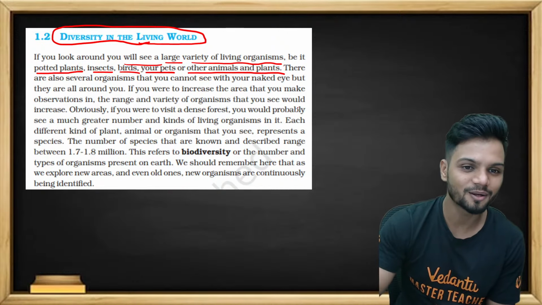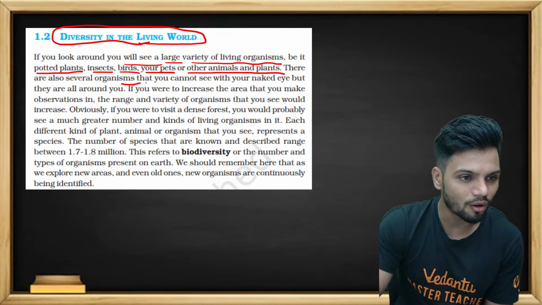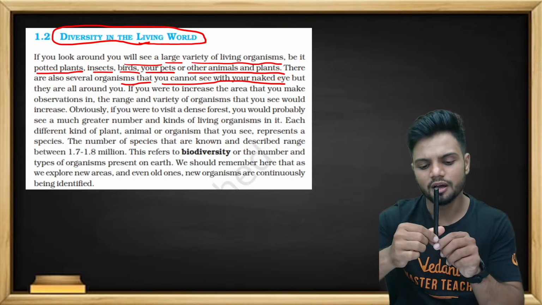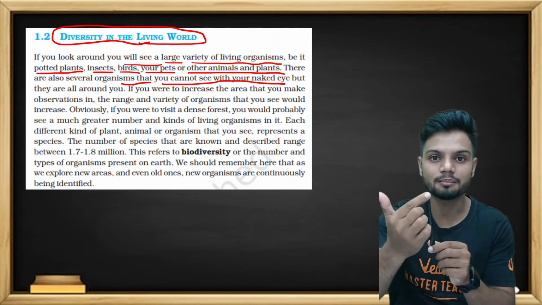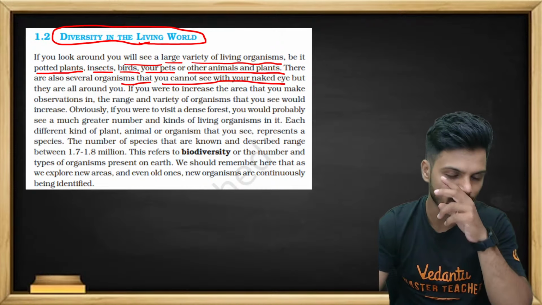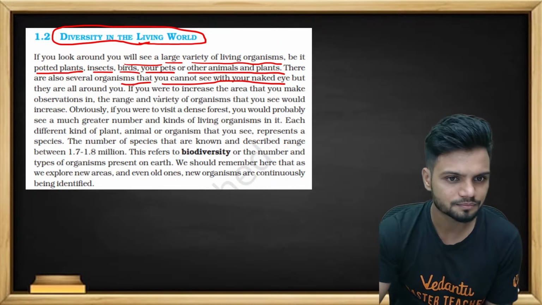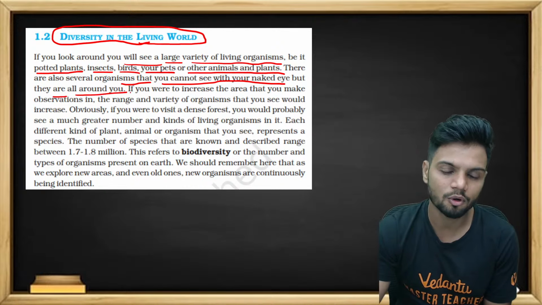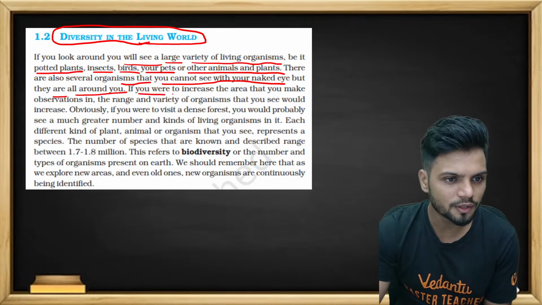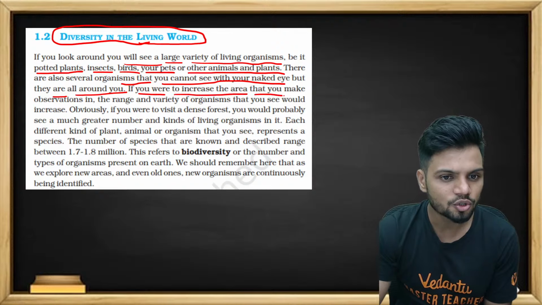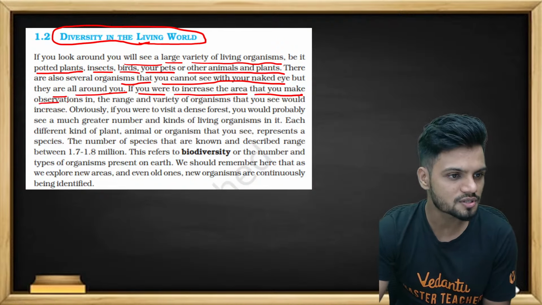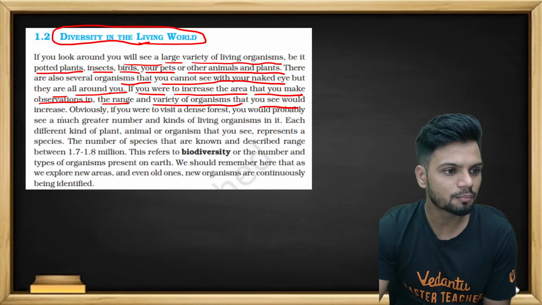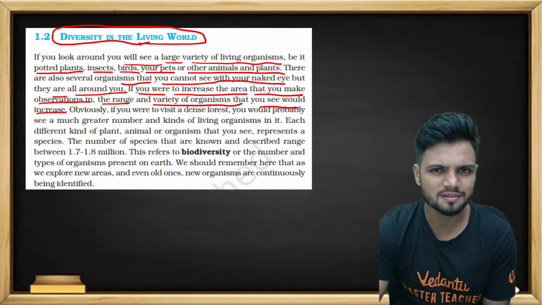Now, there are also several organisms that you cannot see with your naked eye. I told you, on this pen, there are a lot of microorganisms on top of it. You cannot see them with your naked eye, but they are all around you, always around you. If you were to increase the area that you make observations in, the range, the variety of organisms that you see would probably increase. What is the meaning of this?